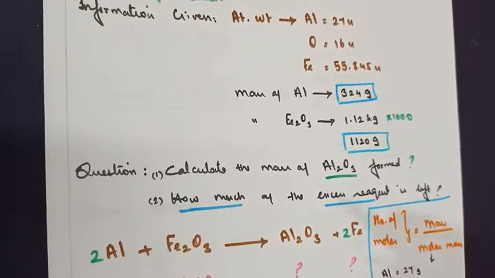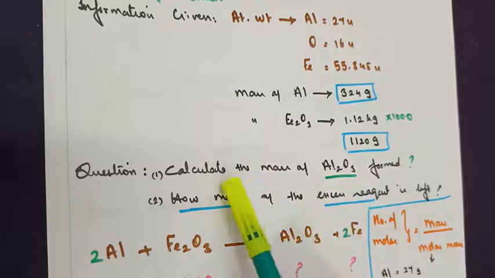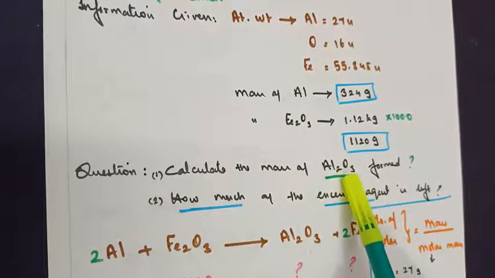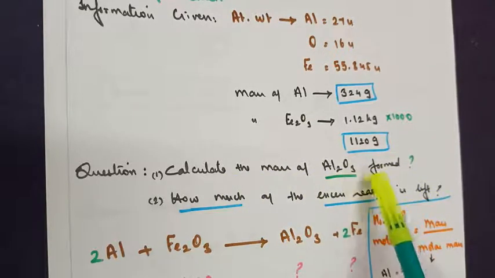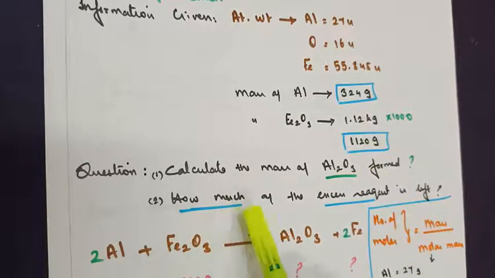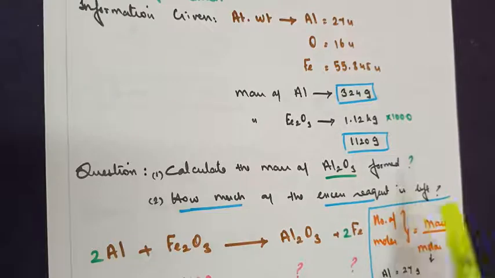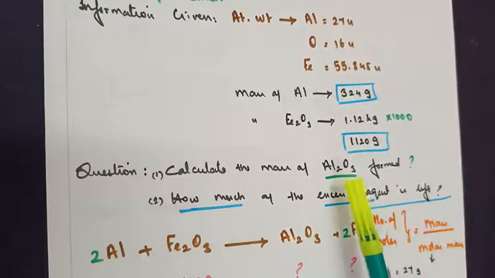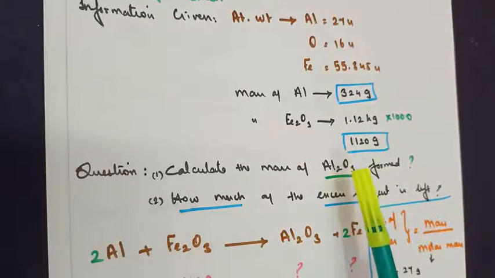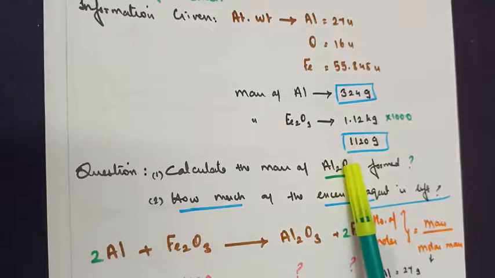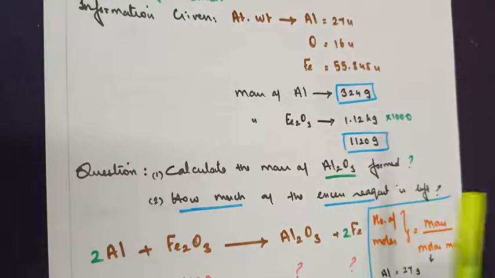Now based on this, two questions are asked. Calculate the mass of aluminium oxide, or aluminium trioxide, or alumina formed here. Question number 2: how much of the excess reagent is left? Just like the previous question, you have to calculate the amount of product formed and the amount of the excess reagent.